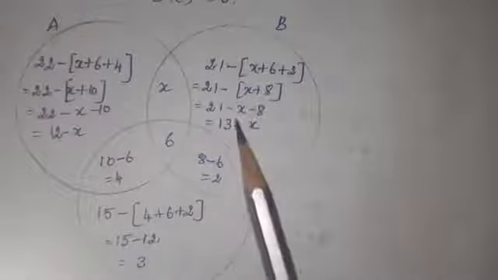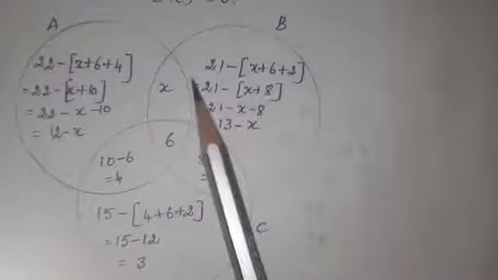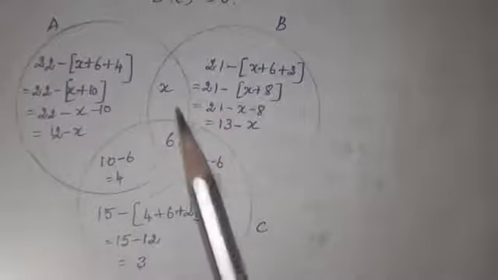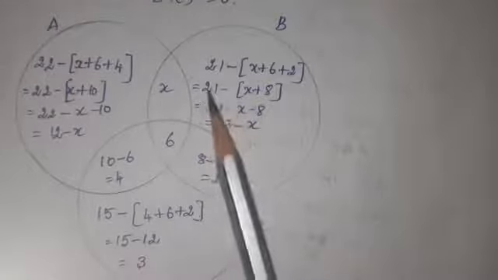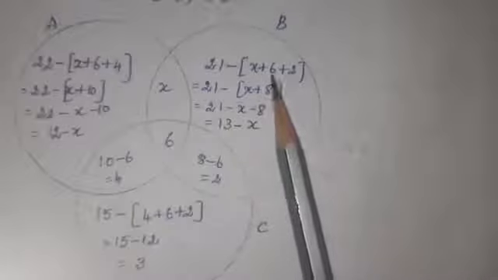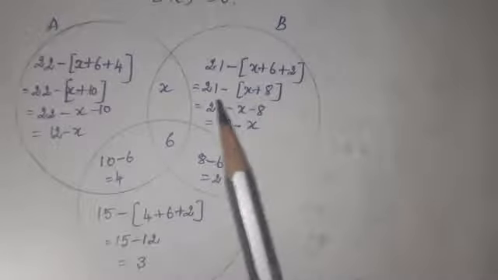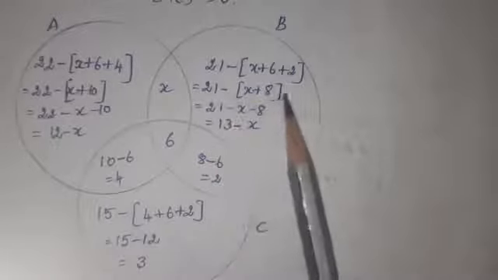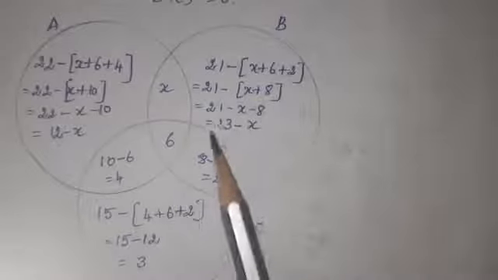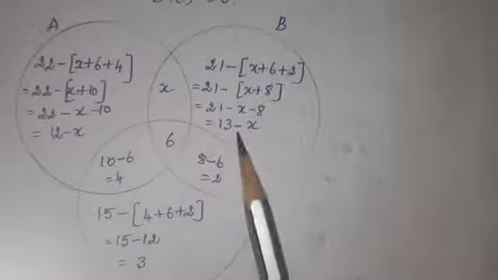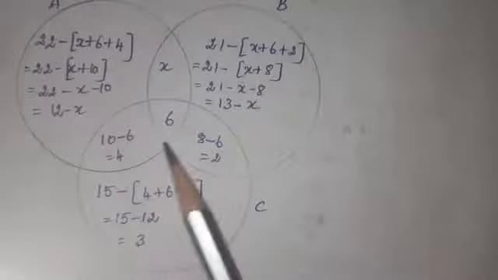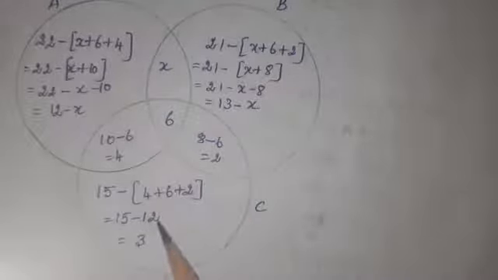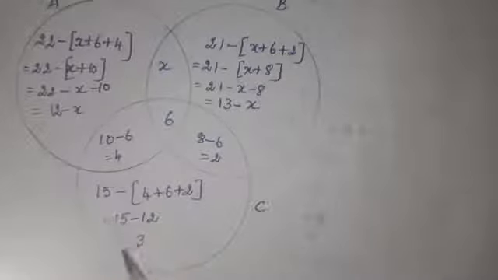Come to the second set. 21 we have already written. You add whatever is included here: X plus 6 plus 2 is equal to 21. Simplify this one inside the bracket: 6 plus 2 is 8. So for 21, take the minus inside: minus X minus 8. 21 minus 8 is 13 minus X. Come to the third set. You add this one: 4 plus 6 plus 2. You will get 12. That should be subtracted from 15, which is equal to 3.